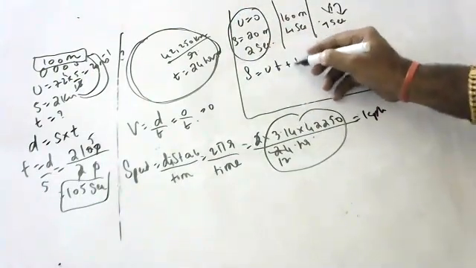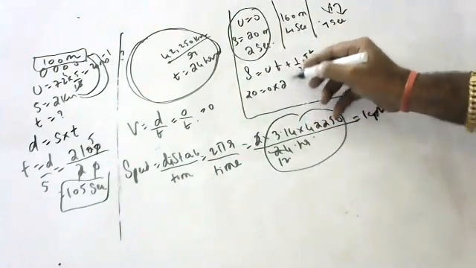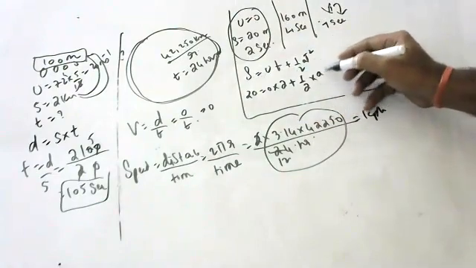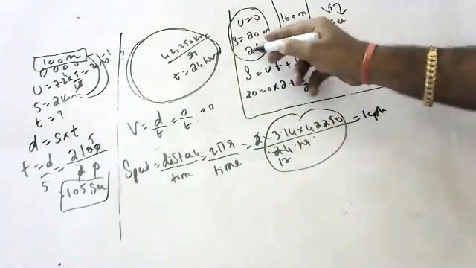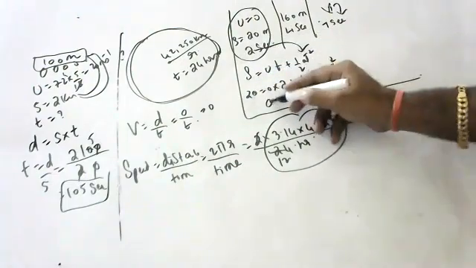S is equal to ut plus half at square. 20 is equal to 0 into 2 plus 1 by 2 a into 2 square. 2 square is 4. So 20 is equal to 2a. A is equal to 10.